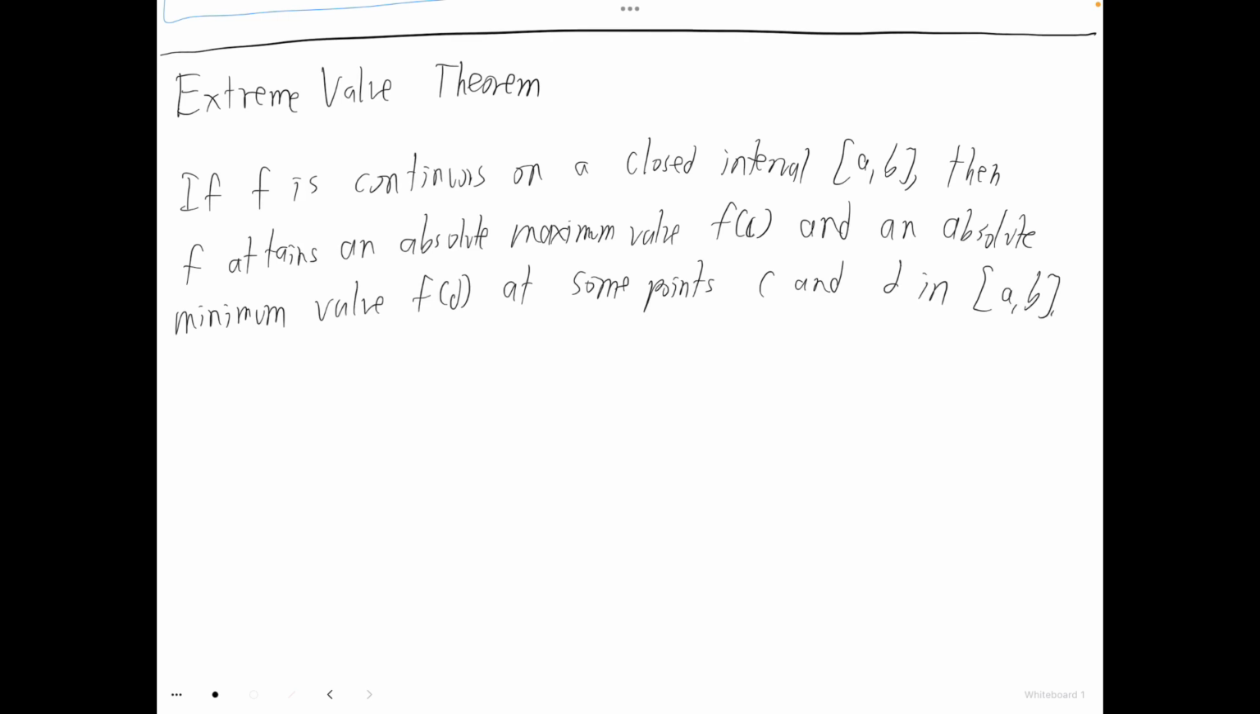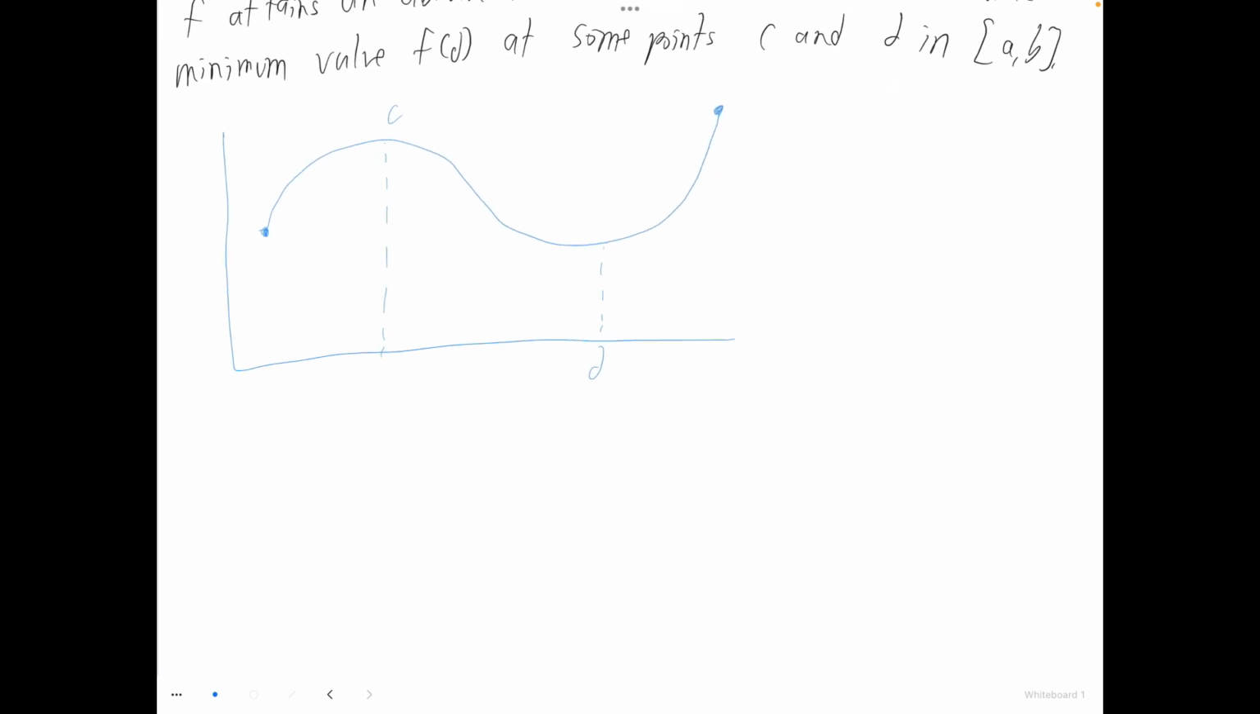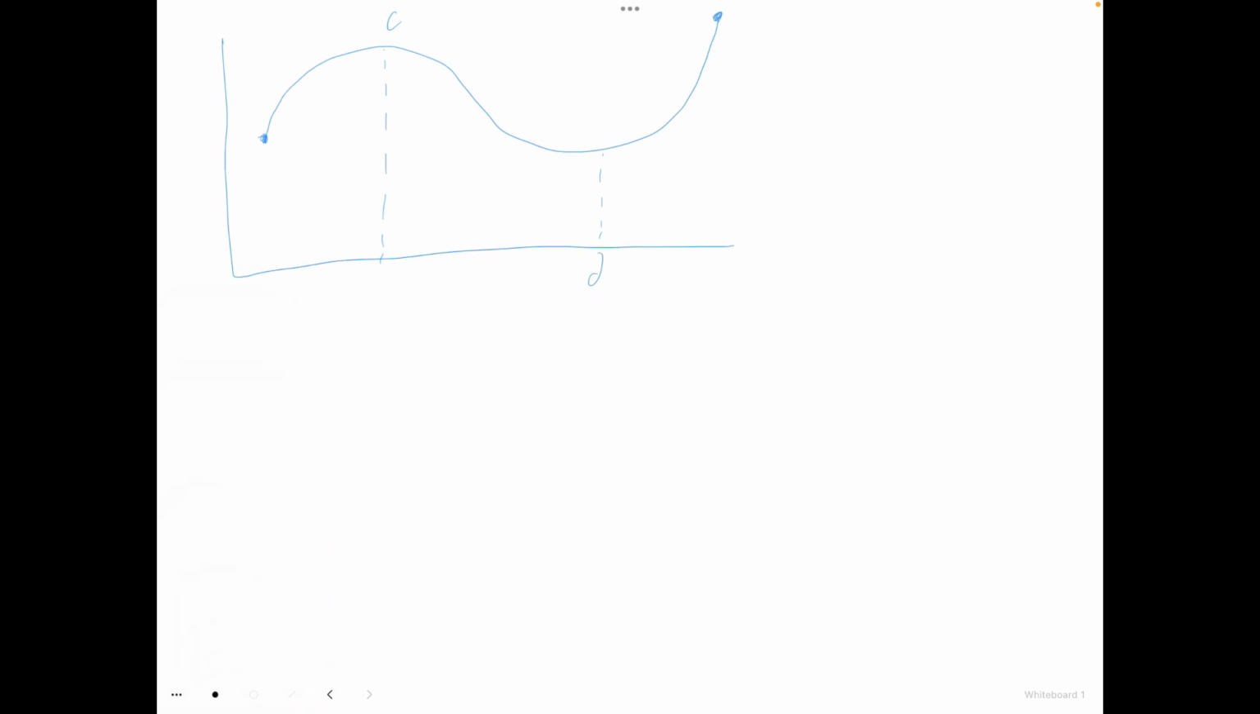So what this is telling us is if we have a function that's continuous on a closed interval, it will have a maximum and it will have a minimum, meaning an absolute maximum and absolute minimum. And so just graphically, if we've got some closed interval, there is going to be a largest point. So this would be our point C, this would be our point D. There will be a largest point and there will be a smallest point if we're on a closed interval with a continuous function. Now, if the function is not continuous, then we don't have to have this satisfied.